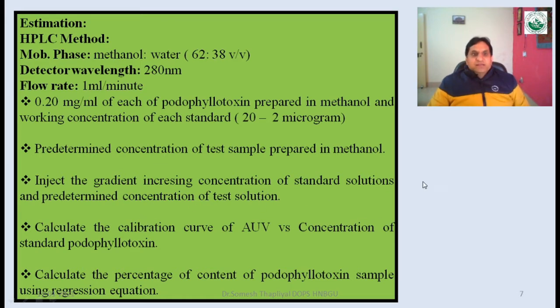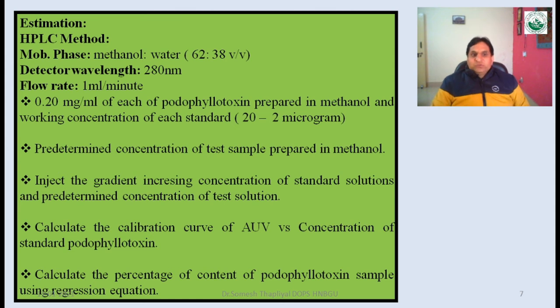And if you see another method, that is the estimation. The HPLC method is commonly used, and for the HPLC, the mobile phase will be methanol and water, and the ratio should be 62:38 volume by volume. And we can detect podophyllotoxin at the wavelength of 280 nanometers, and in the column the flow rate of the solvent should be 1 ml per minute.